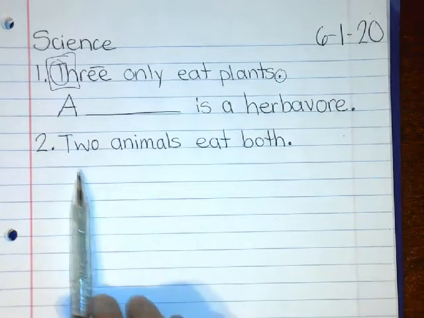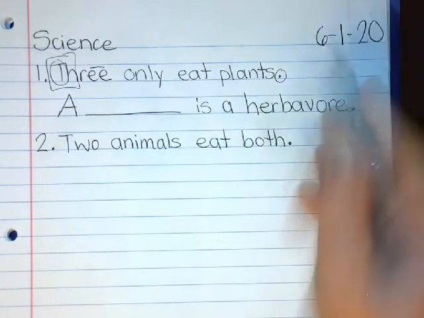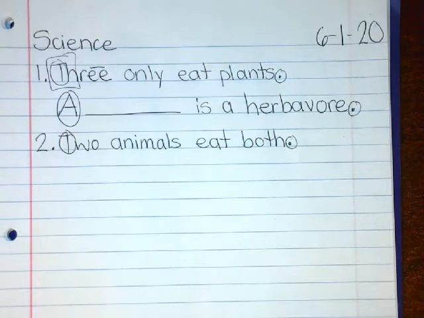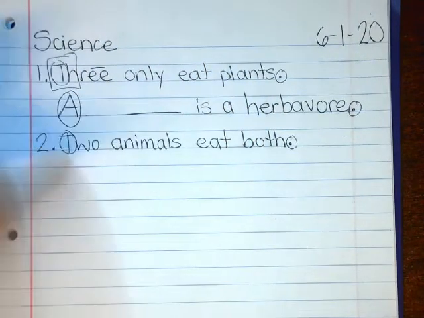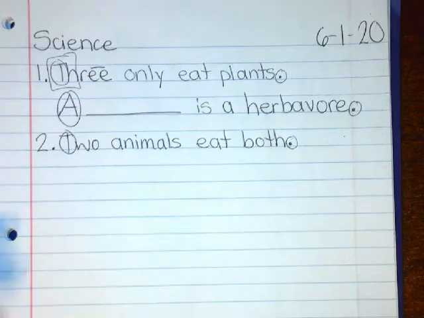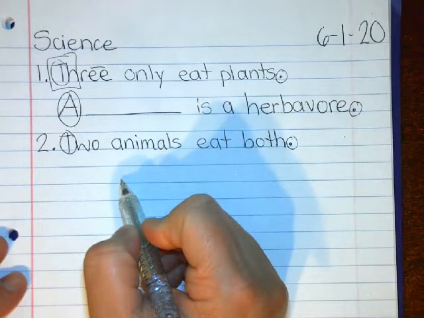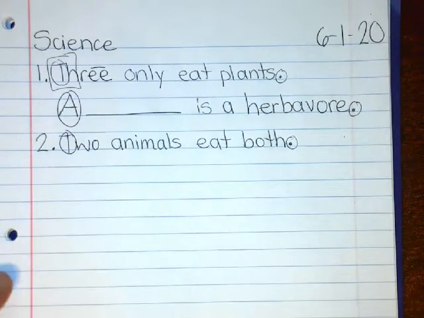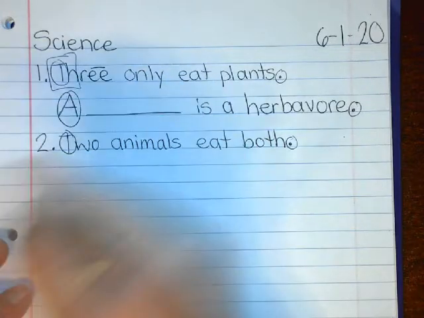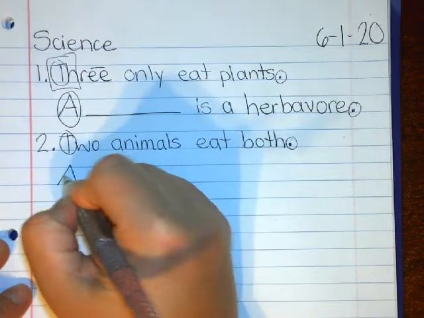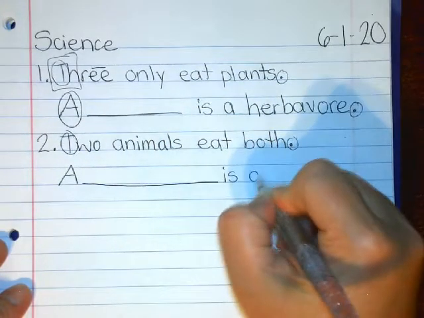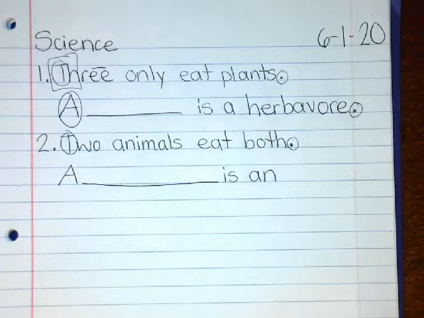because I am going to have you write another sentence. So circle your period always and your capital letters at the beginning of your sentences. 2 animals eat both. Okay, so now down here, you're going to write a sentence about one of the animals that eat both plants and animals. That's called an omnivore. A blank is an omnivore.